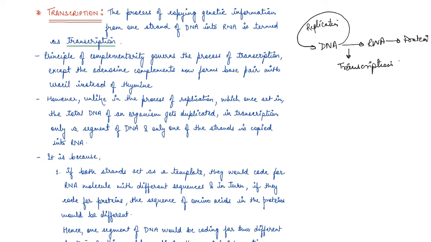Now, guys, remember the principle of complementarity. We studied that the purines and pyrimidines, the nitrogenous bases, complement each other. So here as well, complementarity governs, except for the fact that adenosine in the case of RNA complements with uracil instead of thymine.